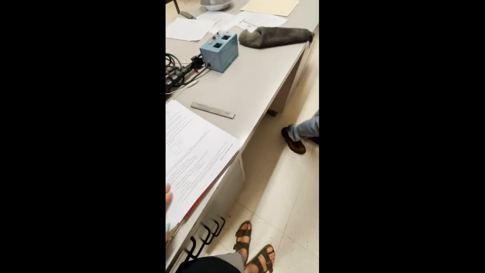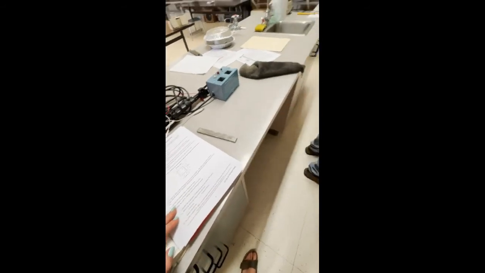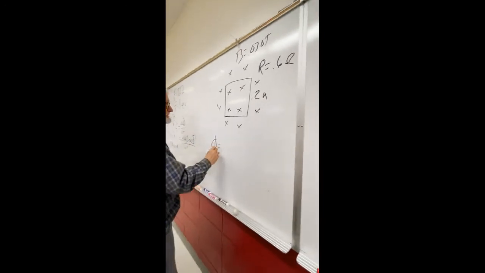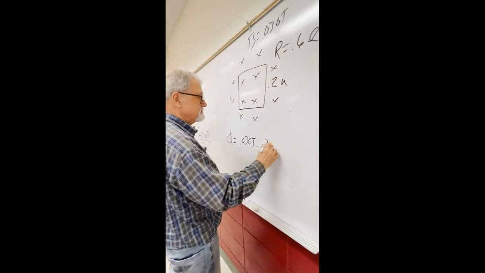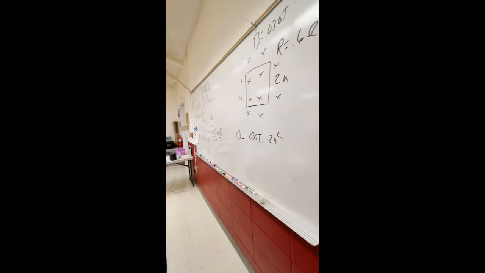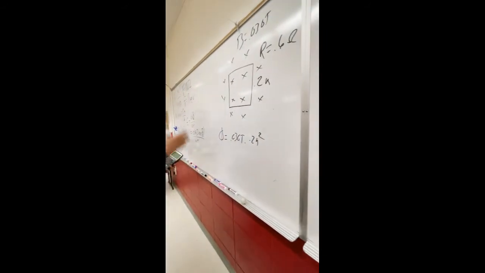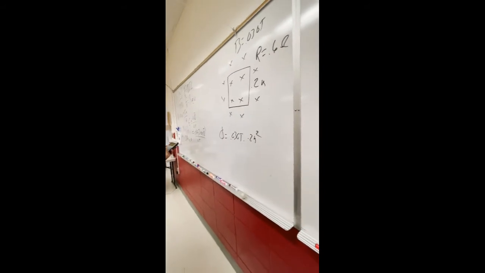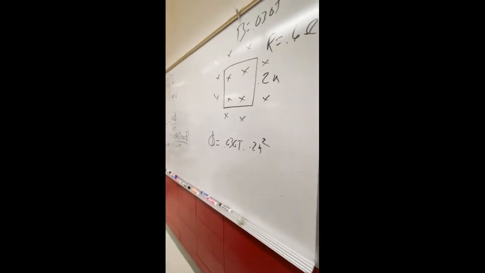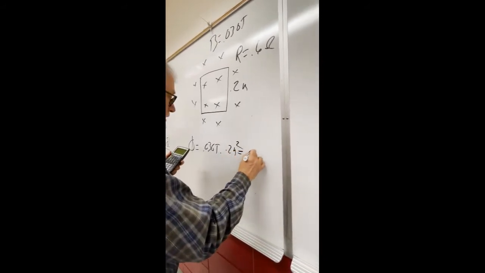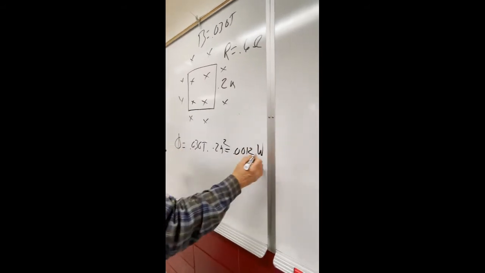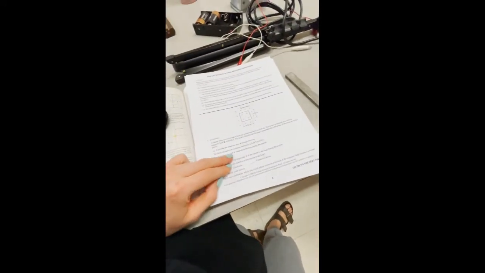So this is equal to 0.030 Teslas times the area, 0.2 meters squared. Oh no, there's the cosine, but everything's perpendicular, so we're going to ignore that. 0.030 times 0.2 squared, so that's 0.0012 Webers. Okay.